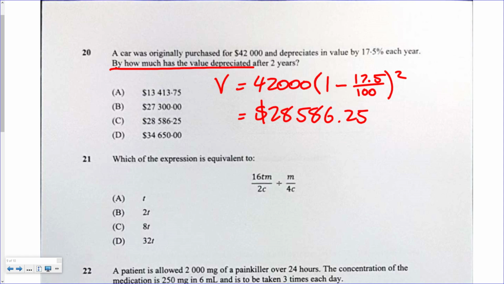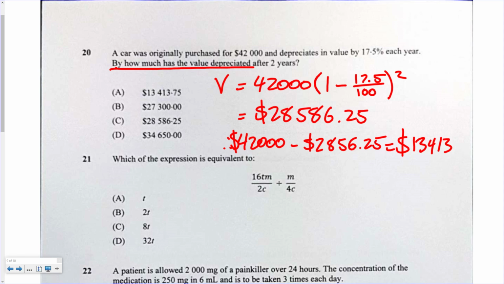But again, that's not what the answer is. And if you said C, that's because you didn't read the question carefully enough, or you rushed it. The question is not asking what the value is. The question is asking how much it depreciated by. So we have to take the original amount and subtract that value, which gives you $13,413.75. Alright, so just one little trick there. The actual calculation isn't too hard, but you need to realize you have to subtract at the end.